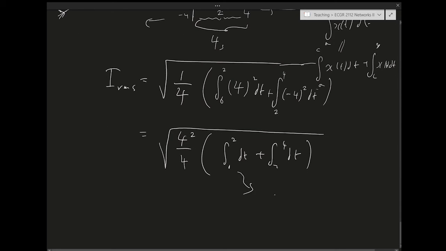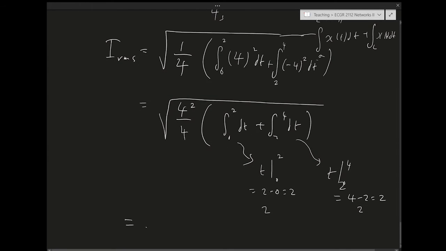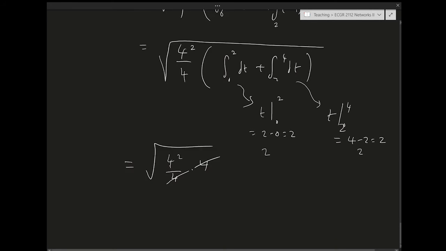Right, I can easily evaluate this. This is just t evaluated from 0 to 2, and this is just t evaluated from 2 to 4. So this is going to be 2 minus 0, which is 2, and this is going to be 4 minus 2, which is 2. Sum them together, I end up with 4. So I RMS is going to be the square root of 4 squared over 4 multiplied by 4. The 4 cancels out. 4 squared under the square root becomes 4. Okay, so the current now is going to be 4 amps RMS.